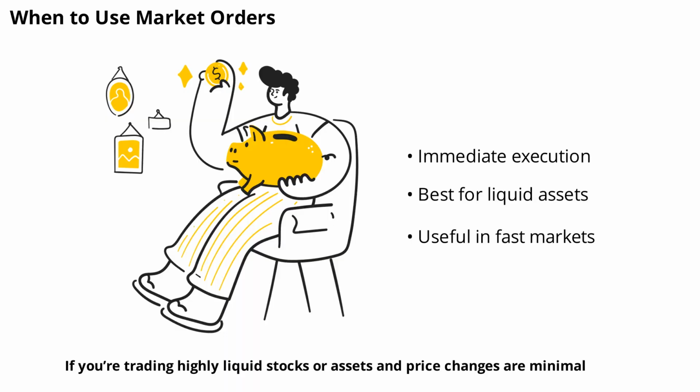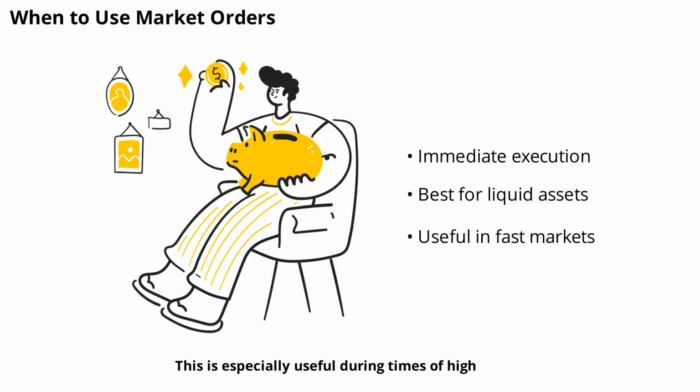Market orders are best when you need to buy or sell immediately. If you're trading highly liquid stocks or assets and price changes are minimal, a market order ensures your trade goes through right away. This is especially useful during times of high volume or when reacting quickly to news or events. Just remember, you might pay a little more or get a little less than expected.